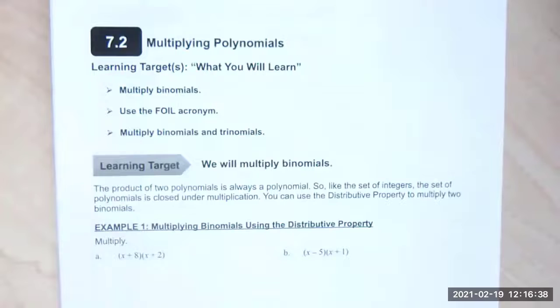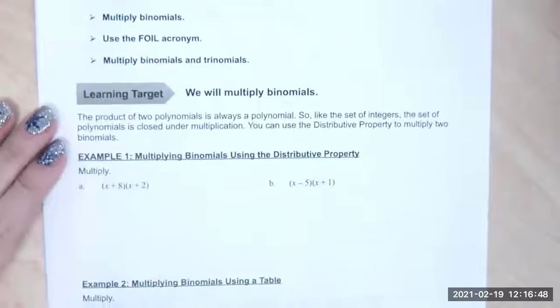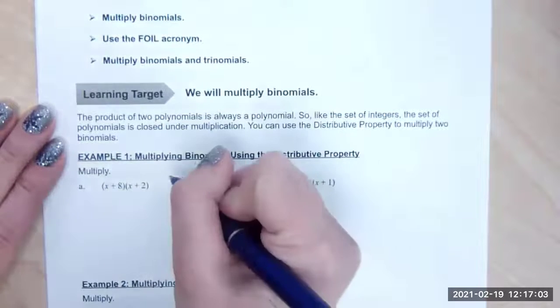Now, when we take a look at multiplying polynomials, there are a few ways to do it. The first one I'm going to show you is how to do it using the distributive property. Now, when it comes time to do your homework today, I want you to follow the directions in the textbook. But when it comes time to the assessment, you can choose to do it however you like. Now, with the distributive property, there are two ways to do this.